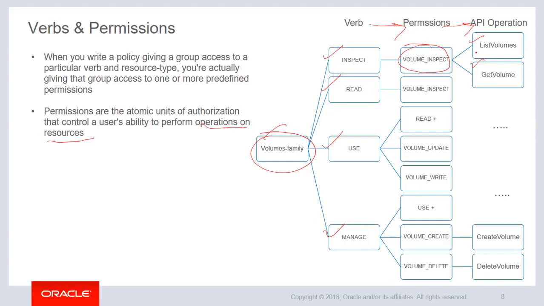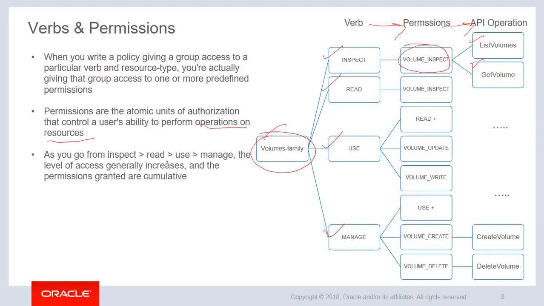And as you go from inspect, read, use, and manage, the level of access generally increases and the permissions granted are cumulative. We saw this earlier. If you come to the use access, you can see here it says read plus, so it's getting everything from there, and then it has a couple more permissions. If you come to manage, it says use plus, so it has all these permissions, and then it adds a few more.